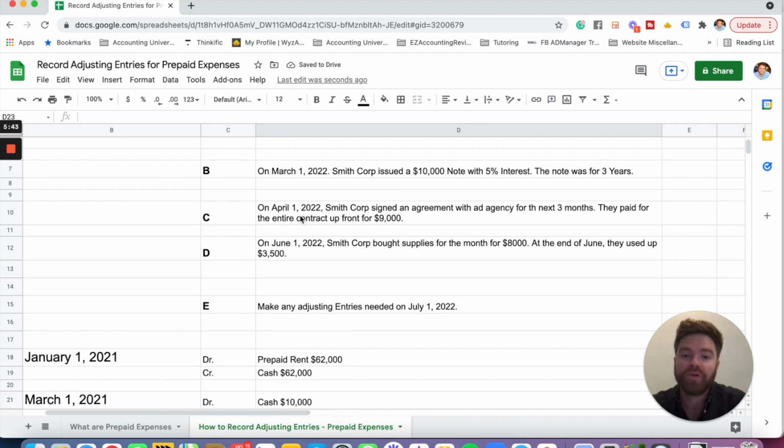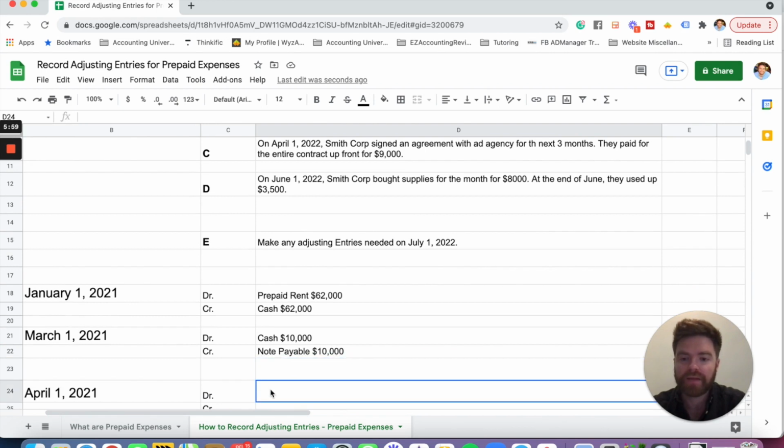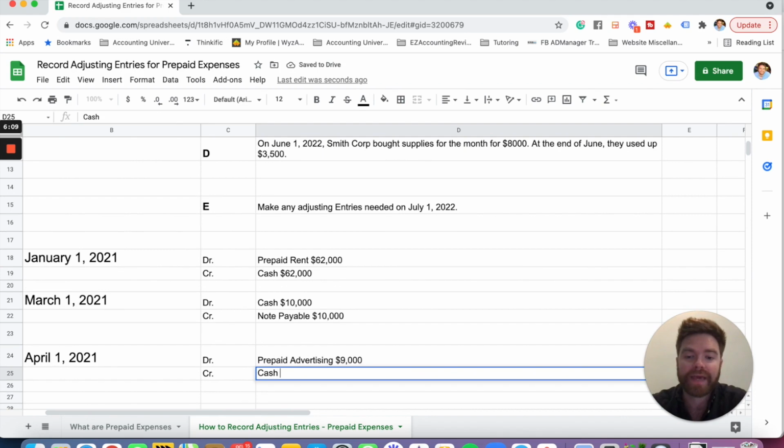Then on April 1st, they signed an agreement with an ad agency for 3 months. They paid for the entire contract up front for $9,000. Okay, so they signed on with an ad agency and they paid for that up front. So what we're going to do here, we're going to go ahead and put prepaid advertising, which is what you're getting. It's an asset at the time for $9,000. Then you're going to credit that. You paid for it in cash. So cash is going down for $9,000.